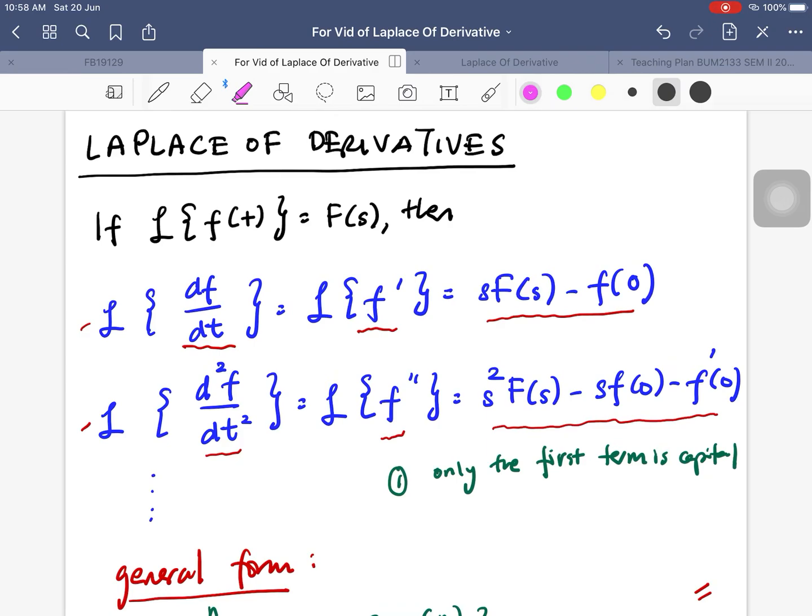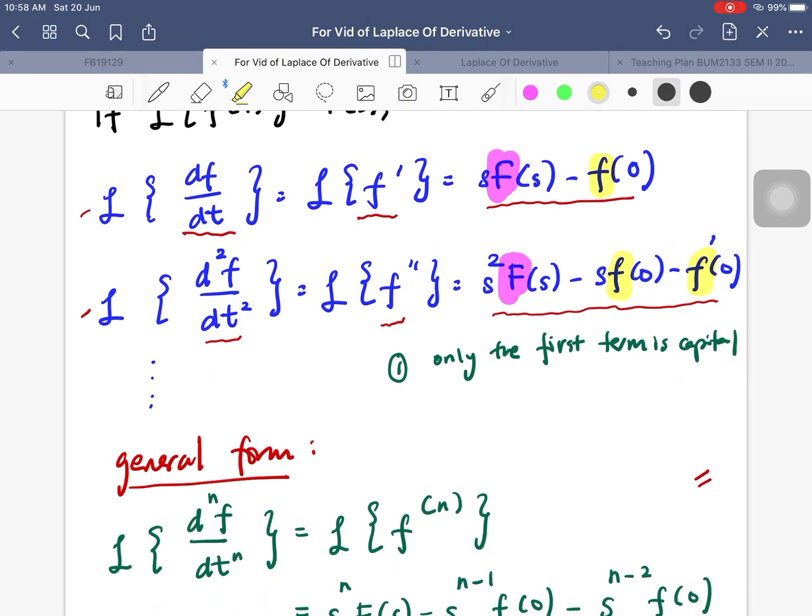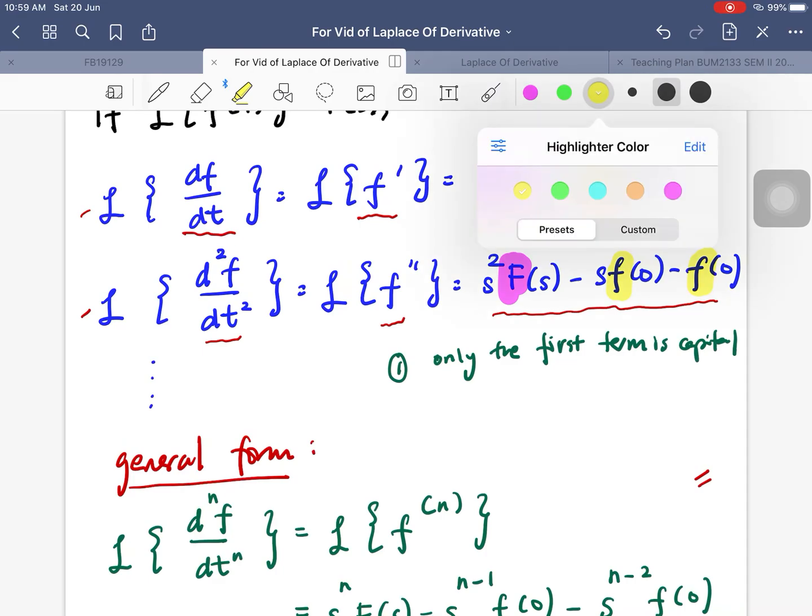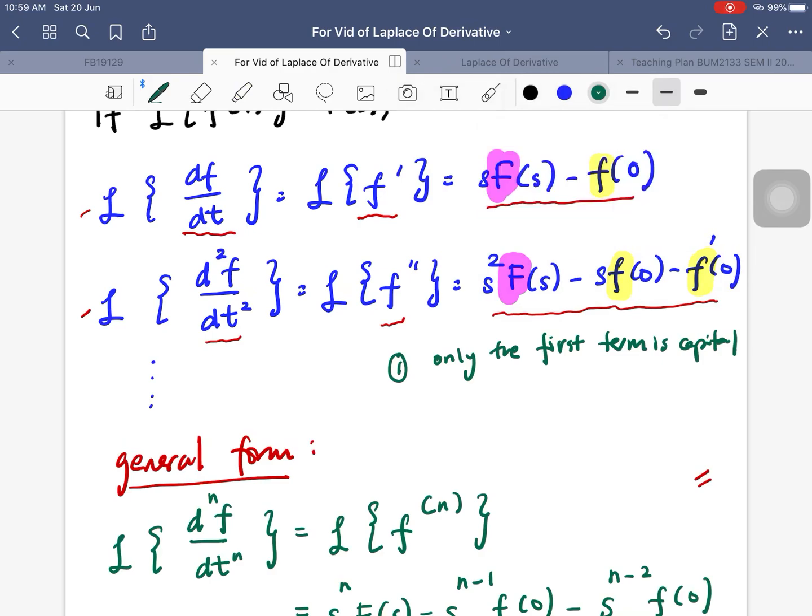All right, so I want you to notice the fact that only the first term is going to be in terms of capital F. And in this one also, only the first term is going to be in terms of capital F. The remaining terms at the back are going to be in terms of small f. That is if you're using f as your variable, but you don't have to stick to f. It could be dy over dt or dx over dt, and all you have to do is change the f to be in terms of x or y or whatever your variable is. So that is the first thing I want you to note: only the first term is going to be capital.